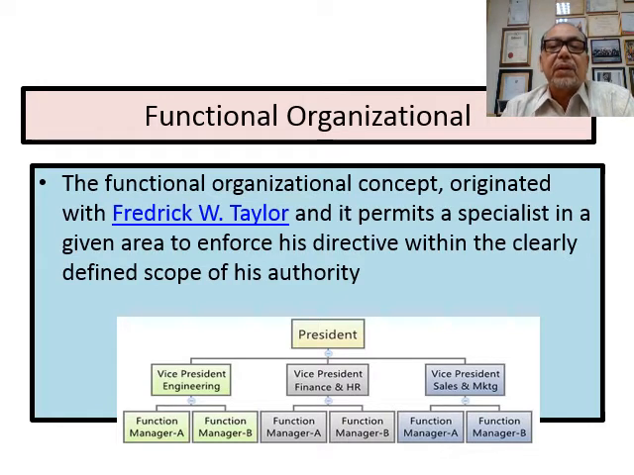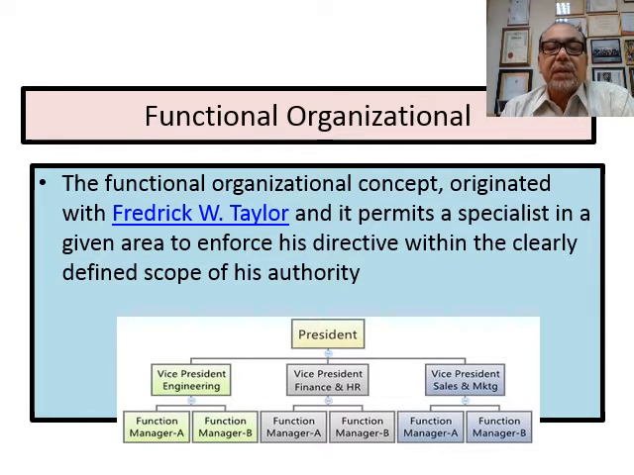So that kind of organization we call line organization. Whereas specialized, we need some sort of functional organization given a special area. For example, the CEO is the top one. Then we have the vice president who specializes in engineering. Then the vice president in charge of finance and HR, human resources. Then the vice president specialized in sales and marketing. This we call functional organization.